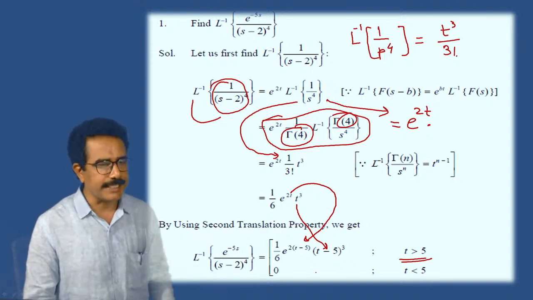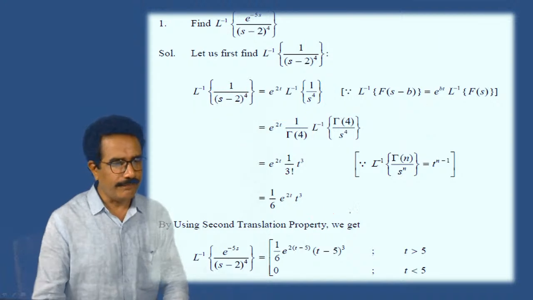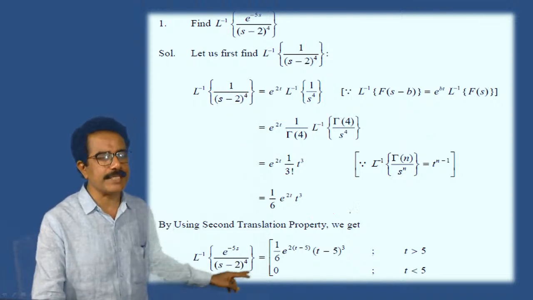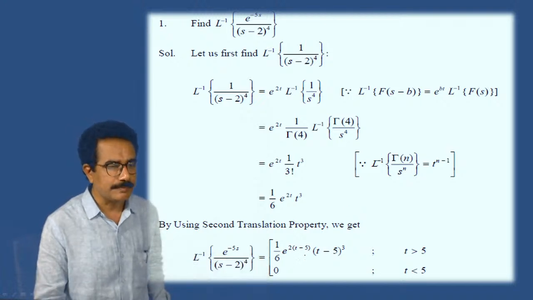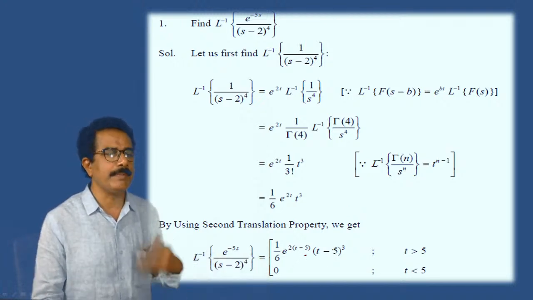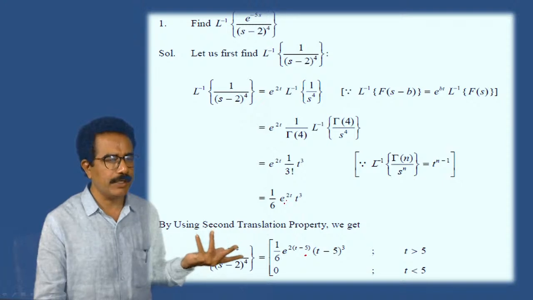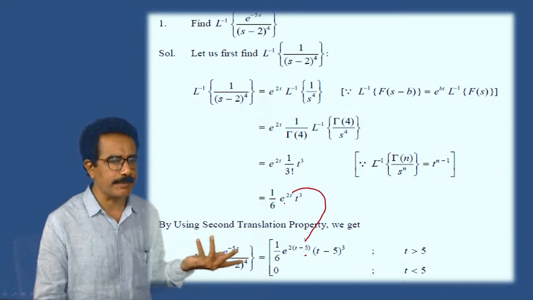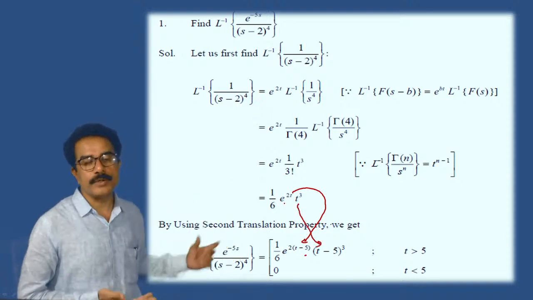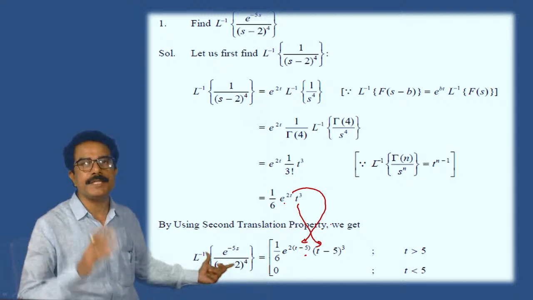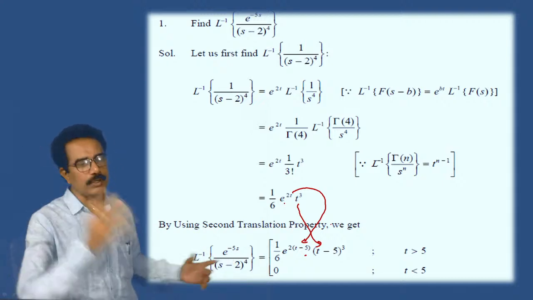So we will get this result, and this is our final answer, that is 1 by 6 e raised to 2 into (t minus 5) into (t minus 5) raised to 3. Here we have to put t as t minus 5 in this way. Thus we will get the solution. The last step depends on the theorem which we have studied.